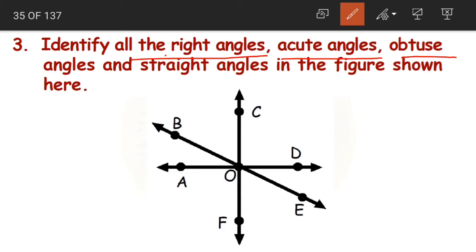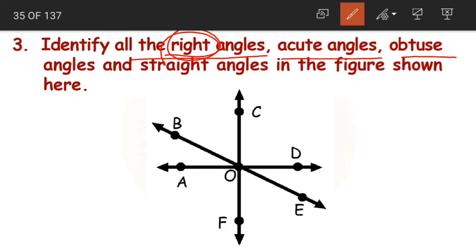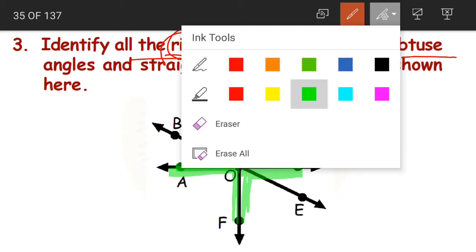So from the given figure, first what are they asking us? Right angles. So we have to look for L-shaped angles. So where are L-shaped angles here? This is an L-shaped angle. So that would be a 1, and again here 2, here 3, and here 4. So these are the 4 L-shaped angles or the right angles.